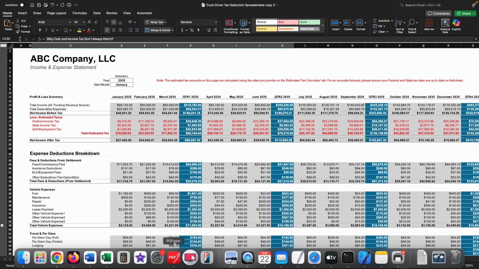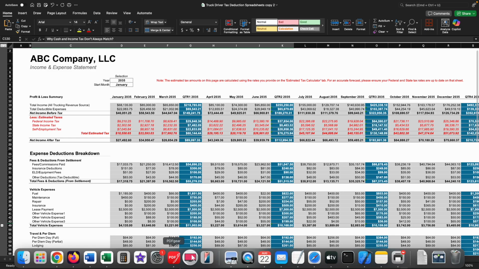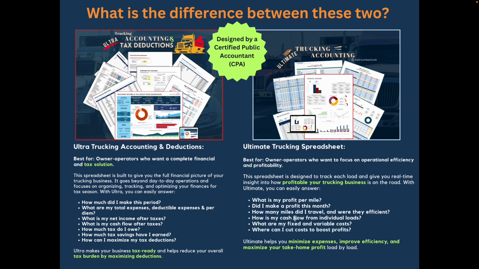So before I explain this, let me just explain to you the difference between tax accounting and financial accounting. So in the accounting world, there's two types of accounting. One is tax accounting and the other is financial accounting. So I have two of these spreadsheets. The one on the right here is the Ultimate. So the Ultimate is more geared towards financial accounting.